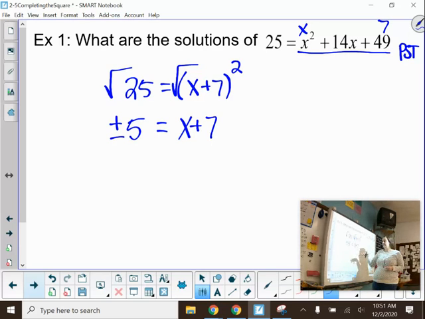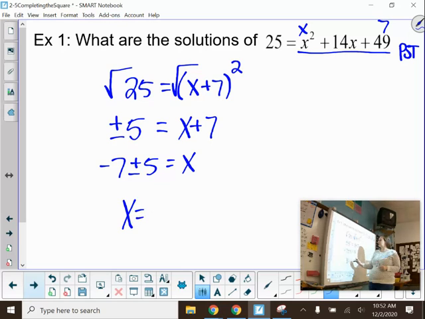I would subtract the 7. I have to put it out in front. And that's going to be equal to my x. So instead of writing two equations here, like 5 is equal to x plus 7 and negative 5 is equal to x plus 7, I can write the plus or minus there. Subtract the 7 over, I have negative 7 plus 5 and negative 7 minus 5. I'm going to get two answers for x.